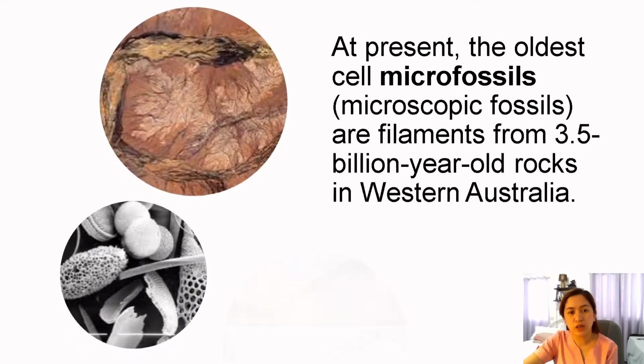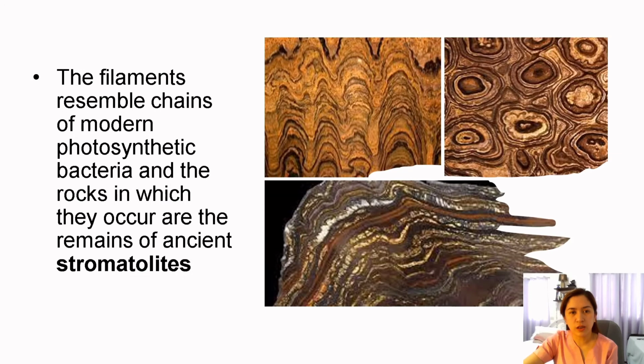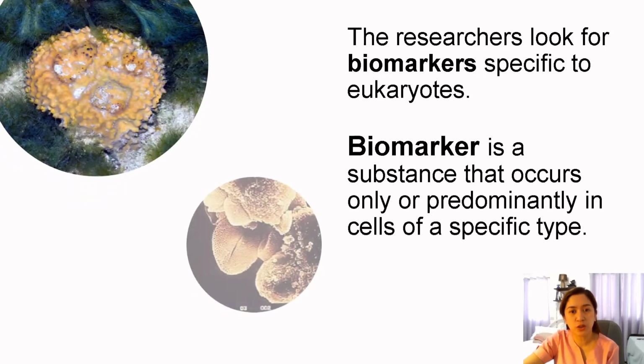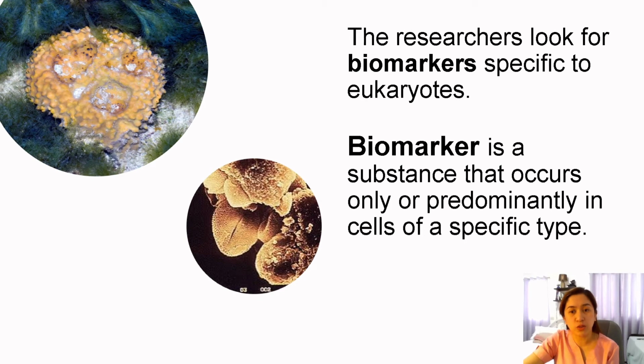Australia. Take a look at this picture. The filaments resemble chains of modern photosynthetic bacteria, and the rocks in which they occur are the remains of ancient stromatolites. The researchers look for biomarkers specific to each eukaryote. A biomarker is a substance that occurs only or predominantly on cells of a specific type.